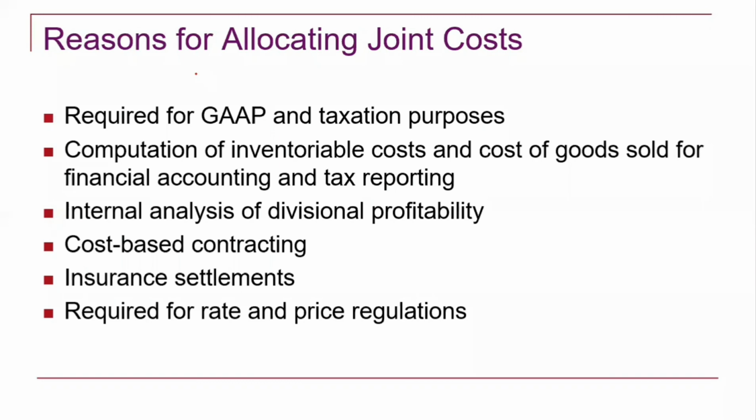So baka mayroong mga products na hindi naman na talaga profitable, so hindi na natin ibebenta as is. So we might think of ways baka pwede natin i-process further to make it more saleable. And that will give us more profit. Mga ganong decisions. And cost-based contracting and insurance settlements. And that is required for rate and price regulations. Yun yung reasons why we allocate yung joint costs.